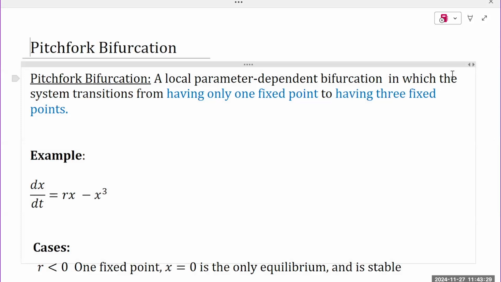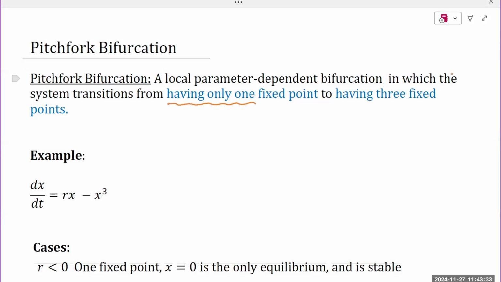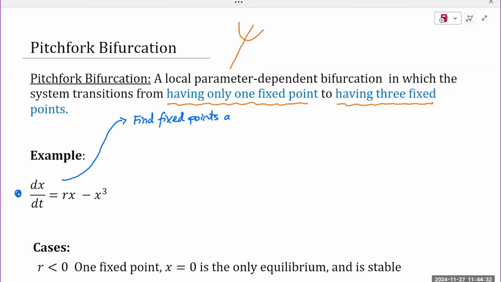Here we see an example of a pitchfork bifurcation in which the system transitions from having only one fixed point to suddenly having three fixed points. So you can imagine that the shape of the bifurcation diagram essentially looks like a pitchfork, which is why it gets that name. Our example ODE in this case is going to be rx minus x cubed, and we can carry out the same kind of analysis that we've done in the past.